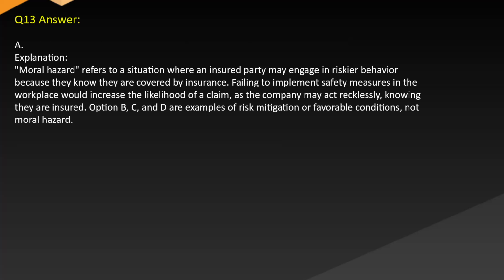Answer: A. Explanation: Moral hazard refers to a situation where an insured party may engage in riskier behavior because they know they are covered by insurance. Failing to implement safety measures in the workplace would increase the likelihood of a claim, as the company may act recklessly knowing they are insured. Options B, C, and D are examples of risk mitigation or favorable conditions, not moral hazard.